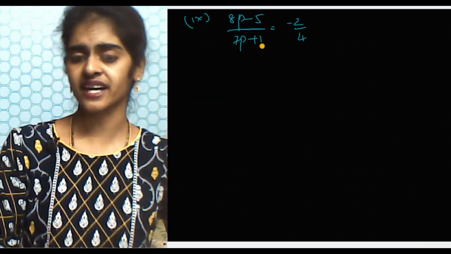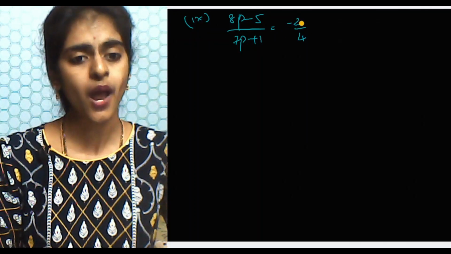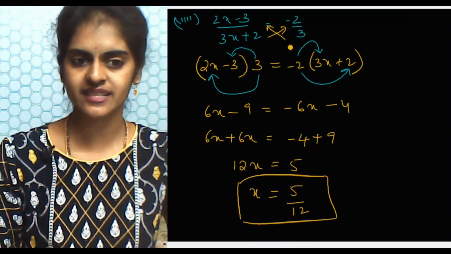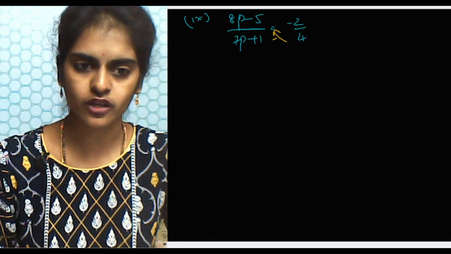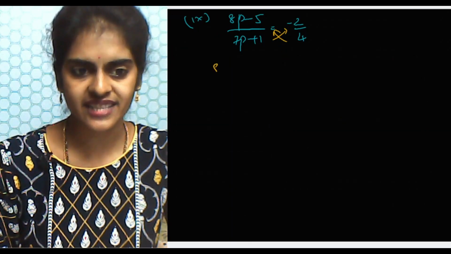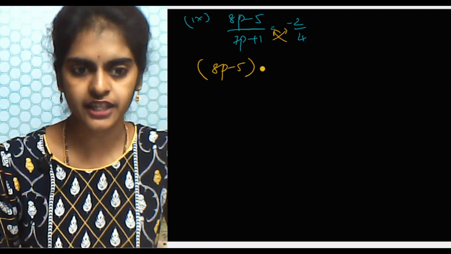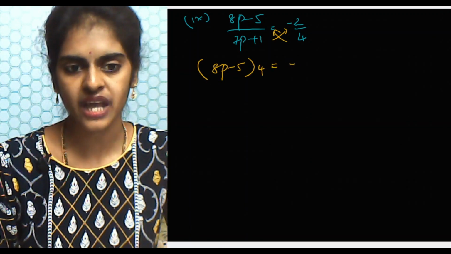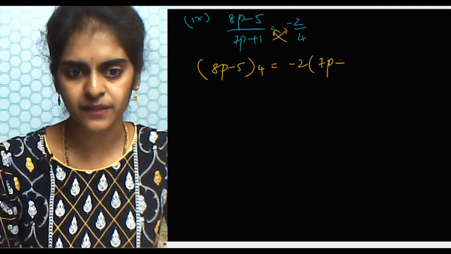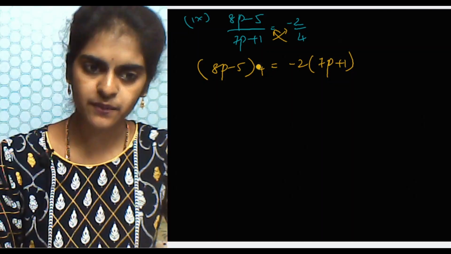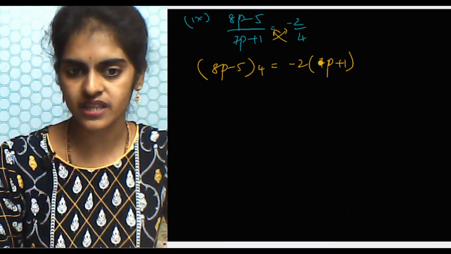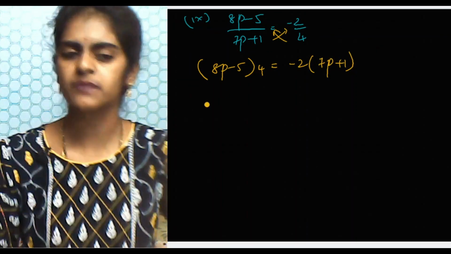8p minus 5 divided by 7p plus 1 is equal to minus 2 divided by 4. This is similar to this problem. Simple, just cross multiply. So it is 8p minus 5 into 4 is equal to minus 2 into 7p plus 1. What is the next step? You will simply distribute this 4 to 8p and 5, and this minus 2 to 7p and 1, similar to the previous one.